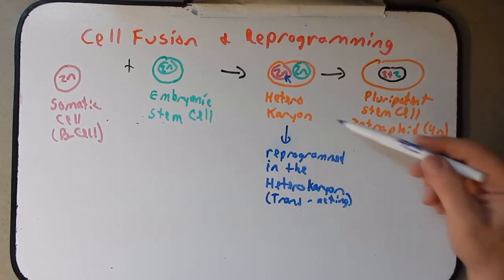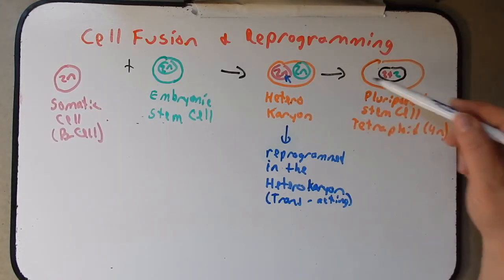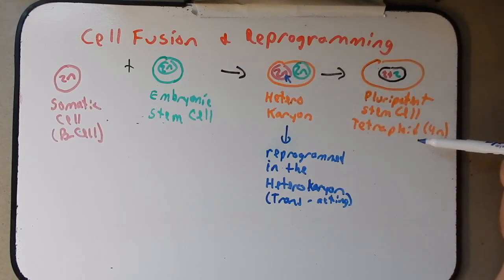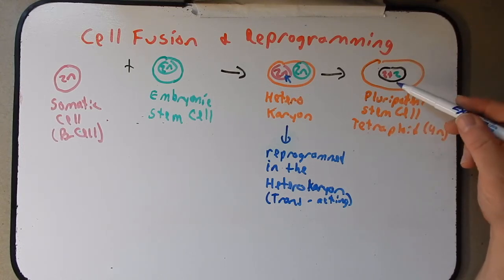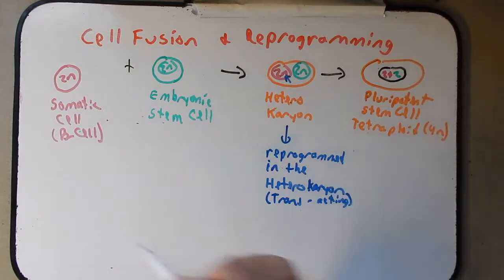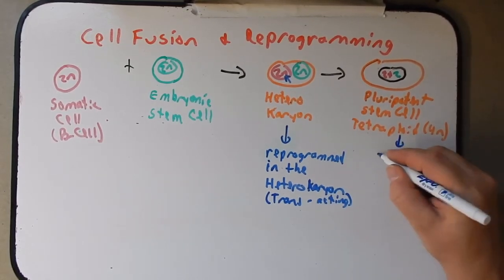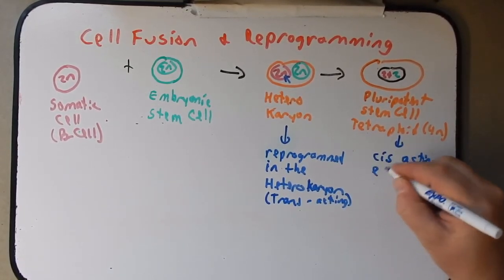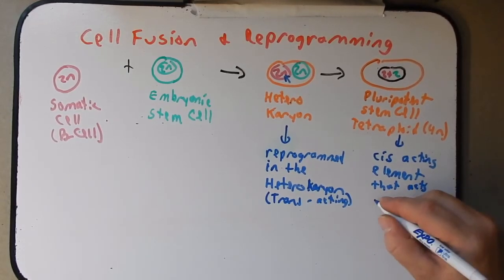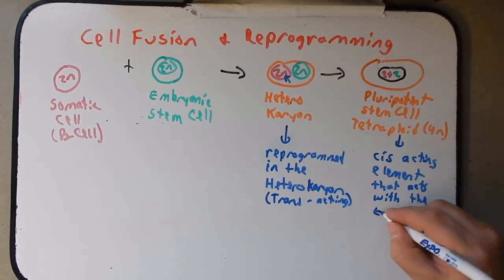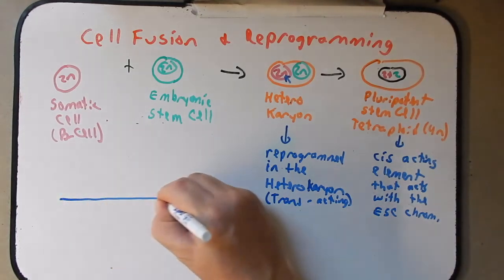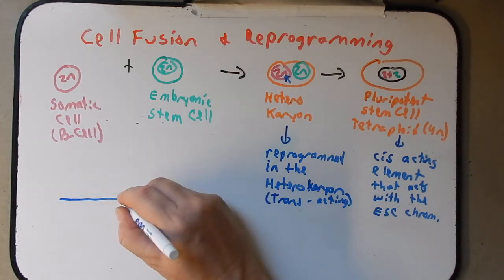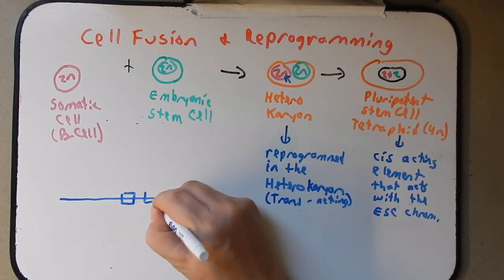But for some reason, when this heterokaryon, the nuclei fuse, it will maintain some ability to divide, but this is when we start losing the somatic chromosomes. And we believe that is because there is a cis-acting element that acts with the embryonic stem cell chromosomes. What that is, we don't know, but remember, for something to be cis-acting, it has to be on the same chromosome.